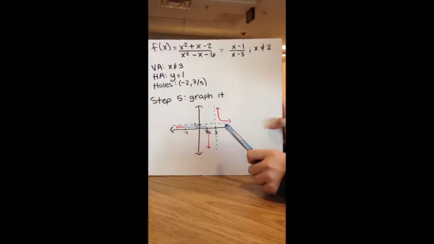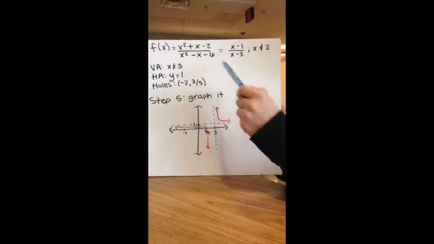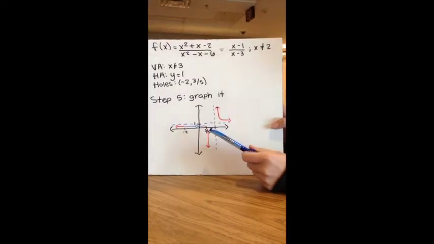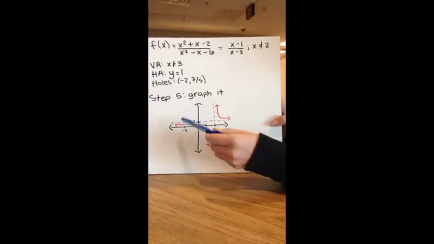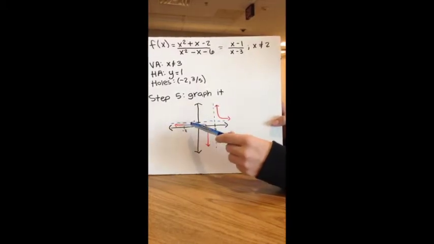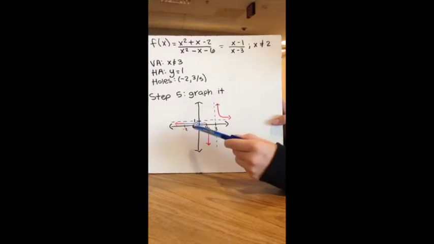Okay, so to graph it, all you have to do is look at your vertical asymptote, and we know we have that at 3, so you draw a dashed line here, and then a horizontal asymptote at y equals 1. You draw it here, and you fill in your arrows, and you have to remember to draw your hole, so you have a hole at negative 2, 3/5.